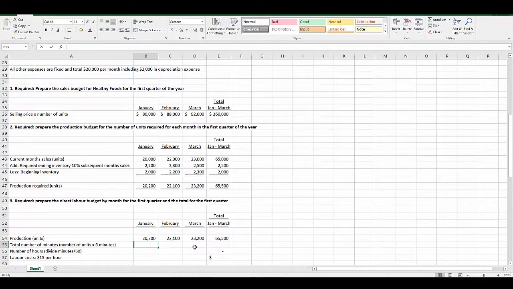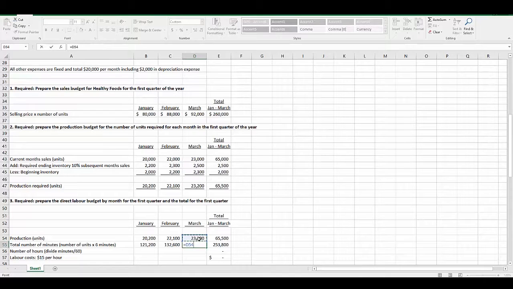So it will be equal to our 20,200 times 6 minutes, which is 121,200 minutes. We'll do the same for February. So that's equal to the 22,100 times 6 minutes. And we do the same thing for March, times 6. So we have now calculated the number of minutes that we're using in total.